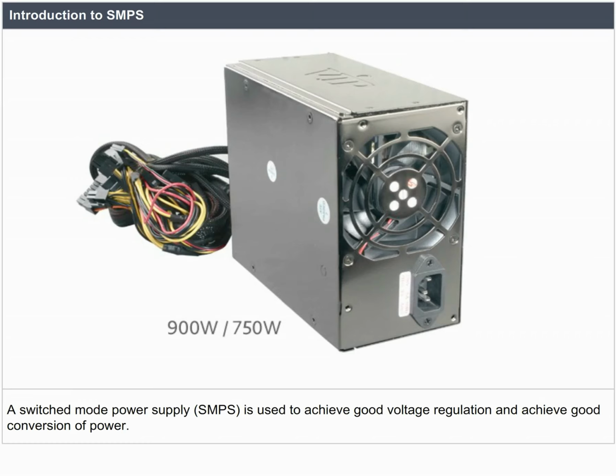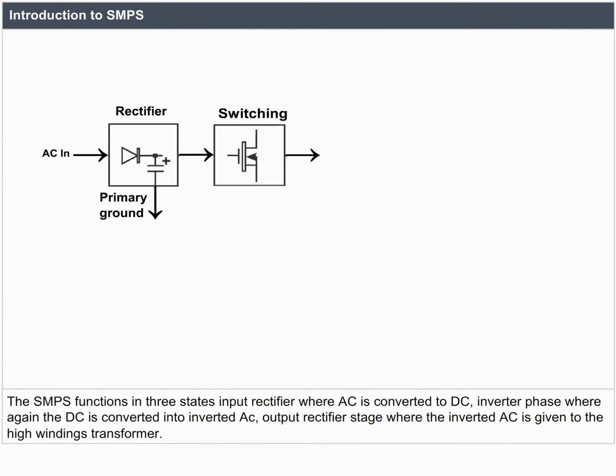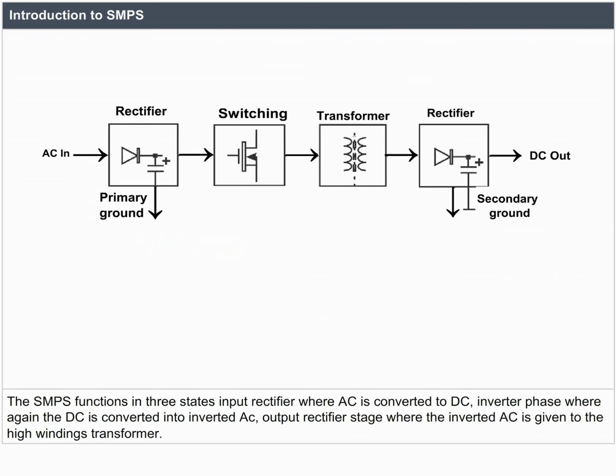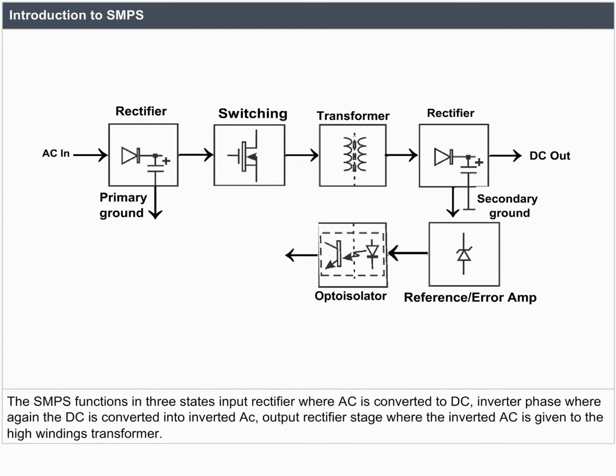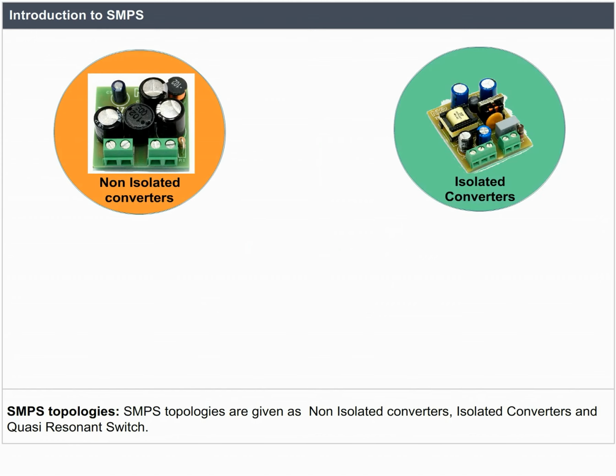Introduction to SMPS. A switched mode power supply, SMPS, is used to achieve good voltage regulation and achieve good conversion of power. The SMPS functions in 3 states: input rectifier, where AC is converted to DC; inverter phase, where again the DC is converted into inverted AC; and output rectifier stage, where the inverted AC is given to the high windings transformer. SMPS topologies. SMPS topologies are given as non-isolated converters, isolated converters, and quasi-resonant switch.